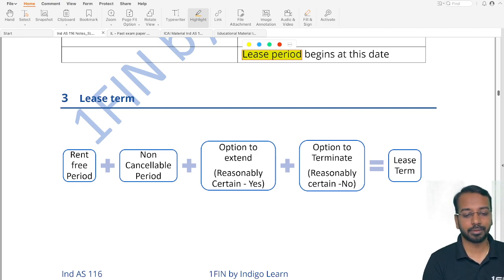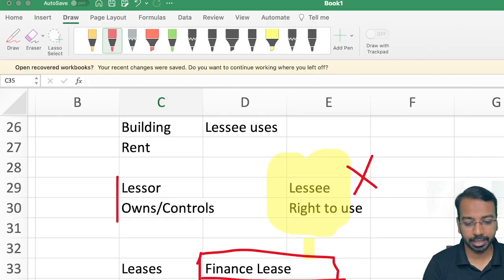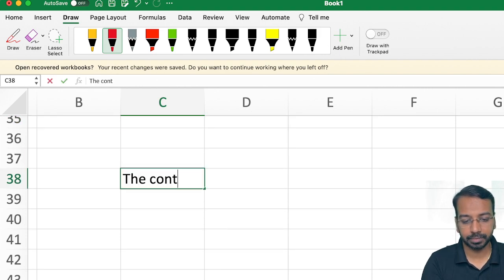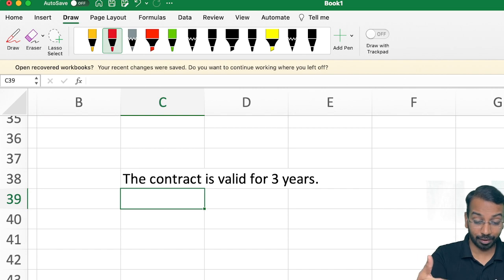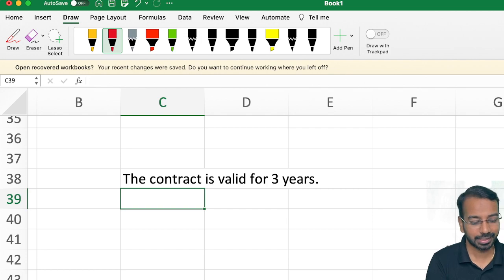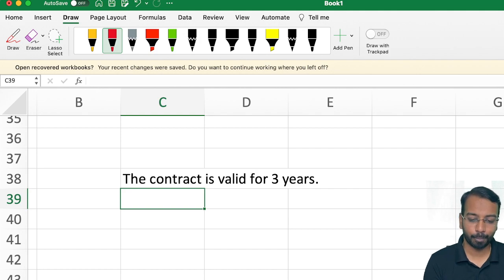Okay. So what is lease term? Normally, I'll just show it to you in a contract. Normally, in a contract, they would say the contract is valid for 3 years. Okay. So whenever you look at a lease agreement, if you have not yet looked at one, the next place you go for audit, just take up any one lease agreement and say, please give me the lease agreement. Okay. Contract is valid for 3 years. That's the first thing. Now, this 3 year is not the lease term. What is the lease term? In this 3 year, what is the non-cancelable period?